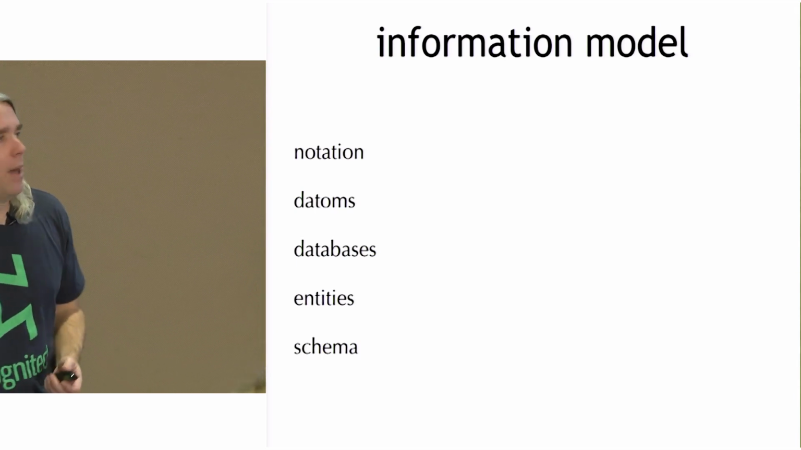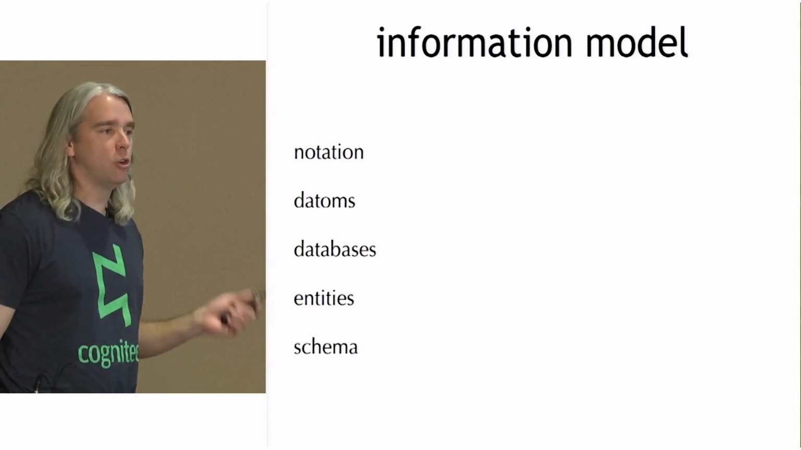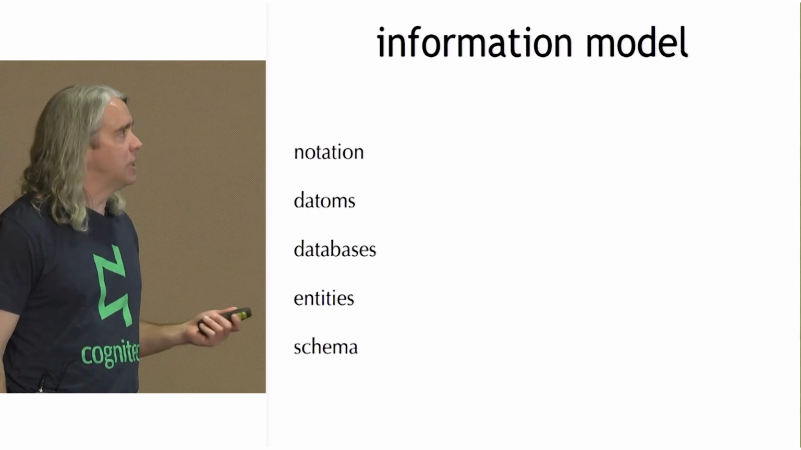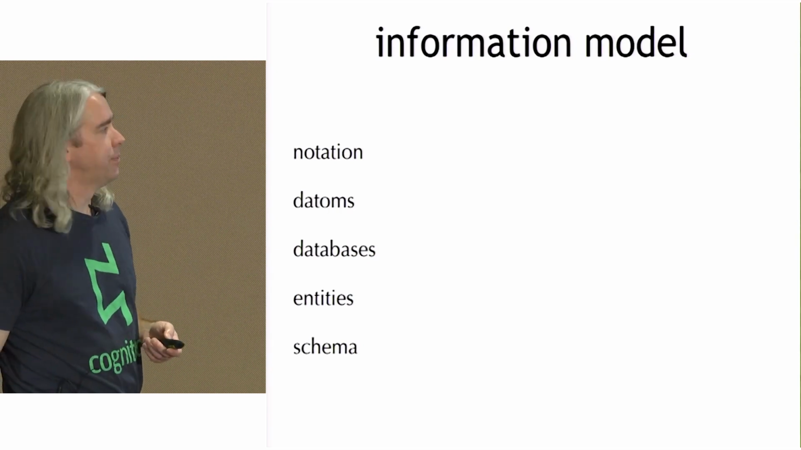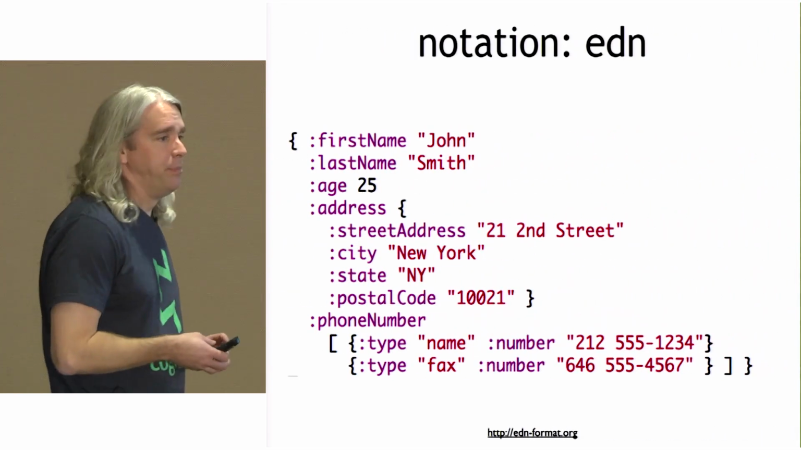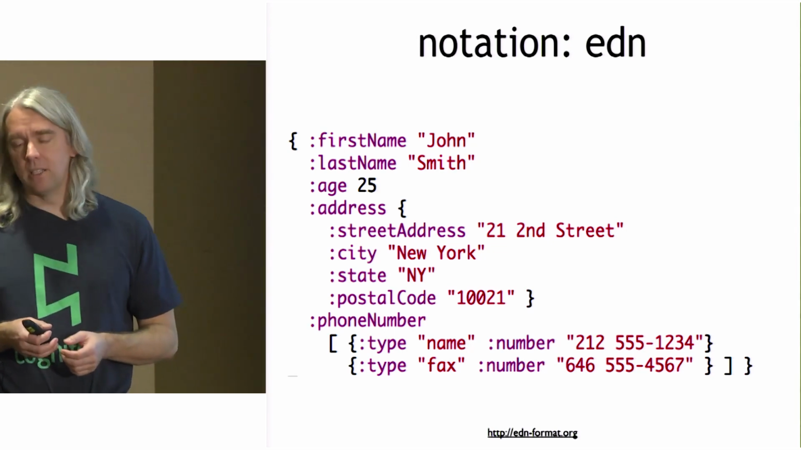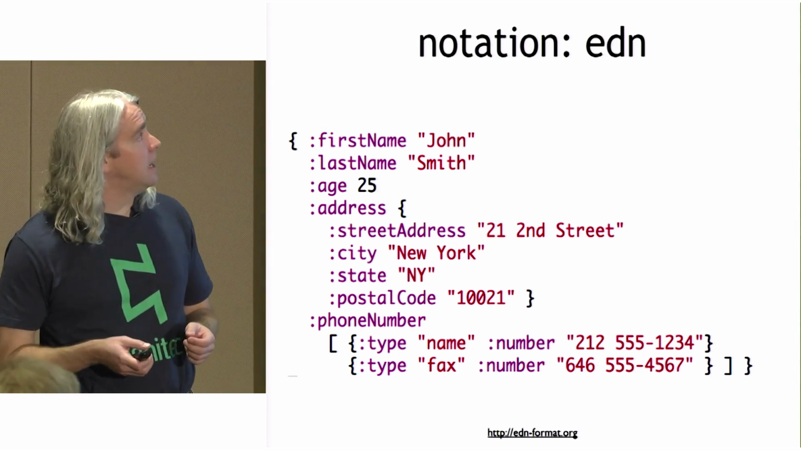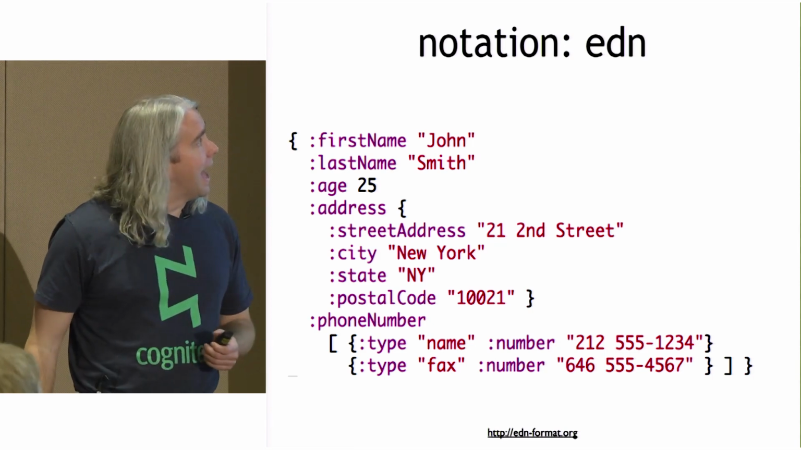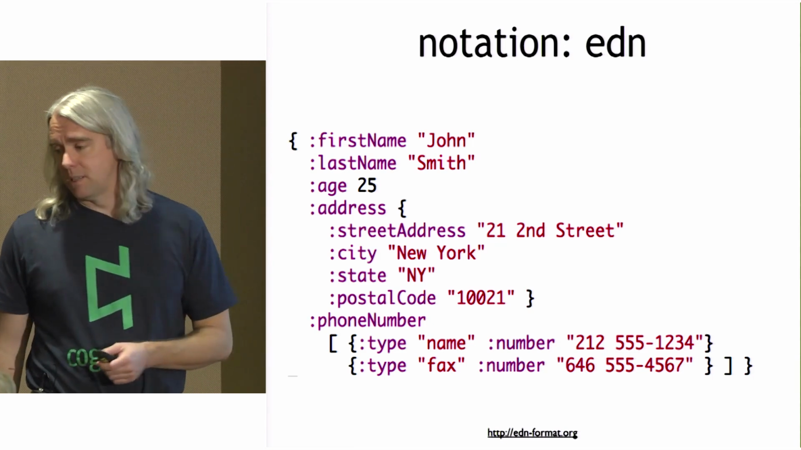And then we're going to talk about schema and how you create schema in Datomic and how you manage schema in Datomic. So we'll start with notation. The notation that's used throughout the Datomic documentation is the extensible data notation, EDN, pronounced Eden. And this is just an example of the extensible data notation.